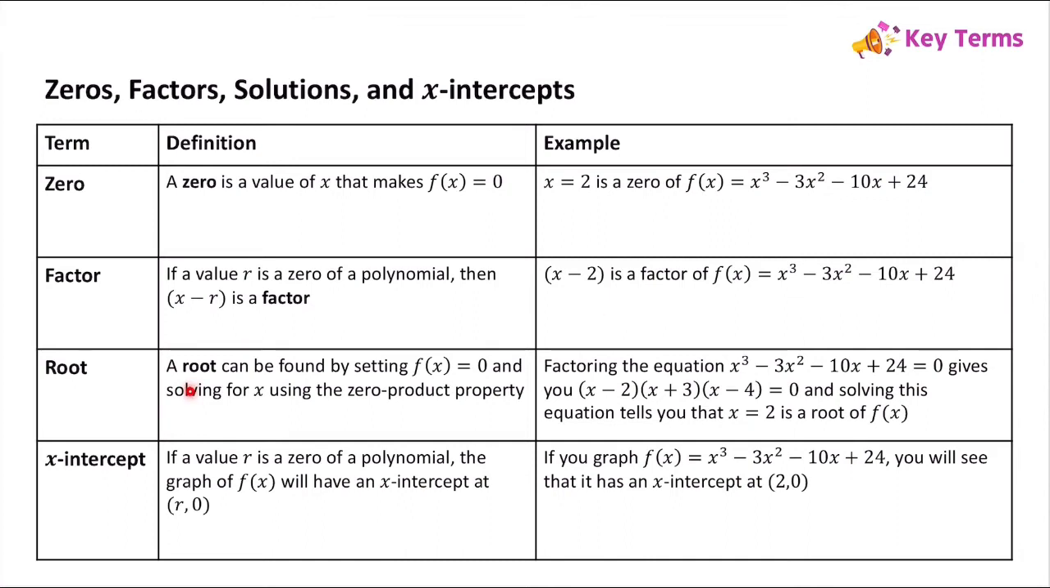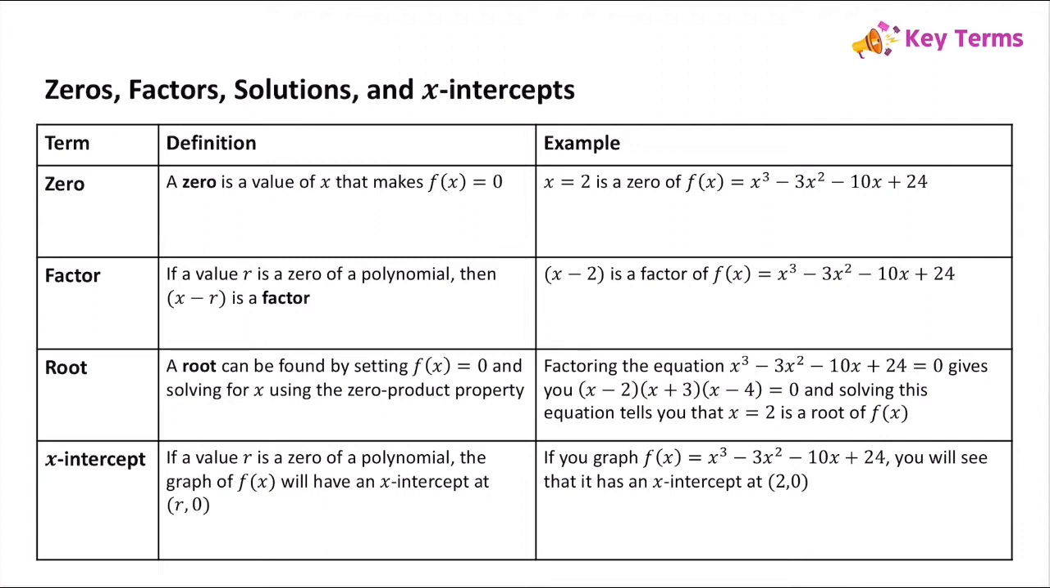So a root is something that you can find by taking that function f of x, setting it equal to 0, and then solving for x using the zero product property. So remember, we can do that with the factored form of the equation. So for example, if we have this f of x and set it equal to 0, and then we factor this left side, we can set each of these factors equal to 0, and we can find the roots. So for example, one root that we'll find is that x equals 2, because if we set x minus 2 equal to 0 and solve for x, we get x equals 2.